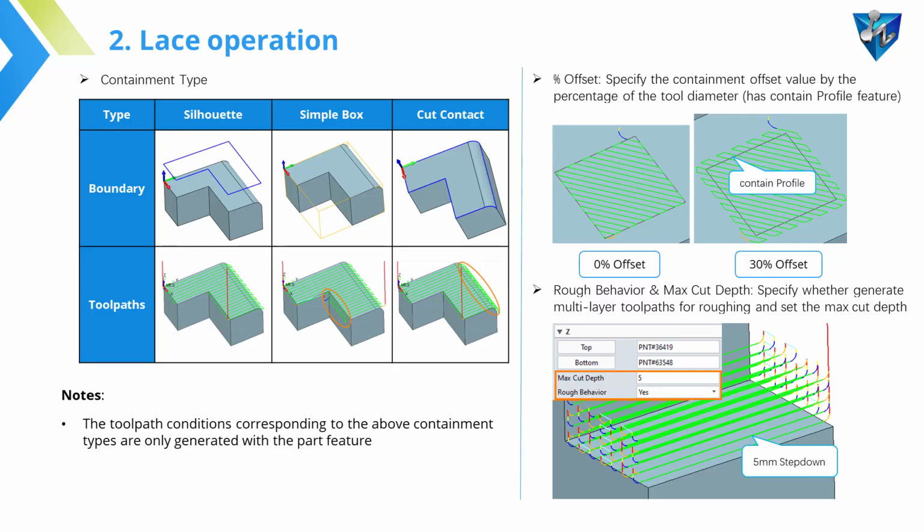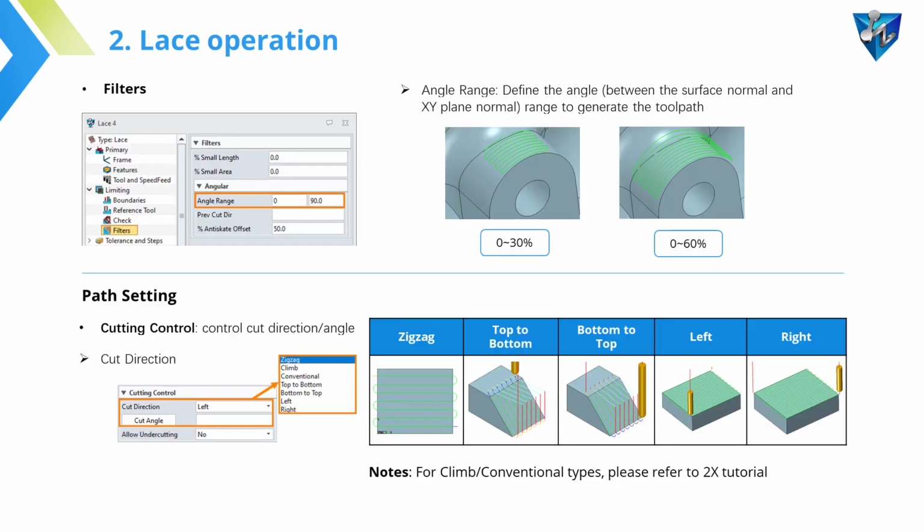And the next parameter in limiting is angle range, which defines the angle range to generate the lace toolpaths. And next is the path setting in the lace operation. First is cut direction. You can check the toolpath effect in this table: zigzag, top to bottom, bottom to top, left to right, and right to left. And for climb and conventional types, we have introduced them in the 2x tutorial.